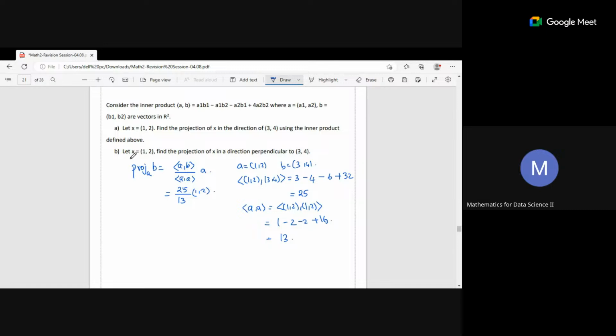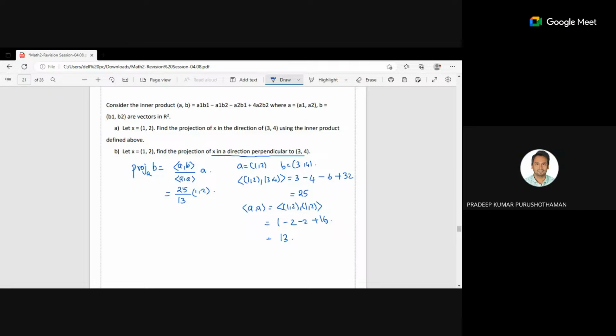Okay. Now the next question is the projection of x in a direction perpendicular to 3, 4. So you have to find it first. Is the answer different, ma'am, in the activity? What is the answer given to you? Maybe I did some calculation error. One question here: projection of 1, 2 on 3, 4. Okay, just let me check what error I have made here.